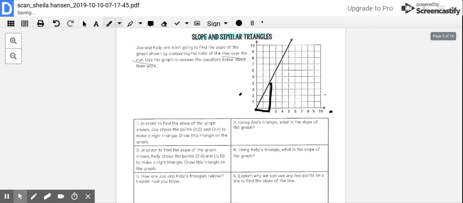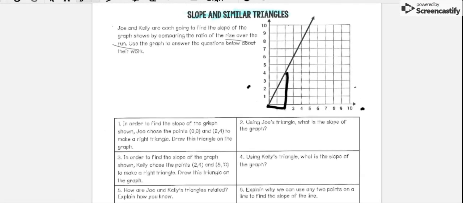Okay. So what is the slope with Joe's triangle? You can go down or up. So you're going down 4 and over 2. So it would be 4 over 2, which equals 2. So the slope would be 2.